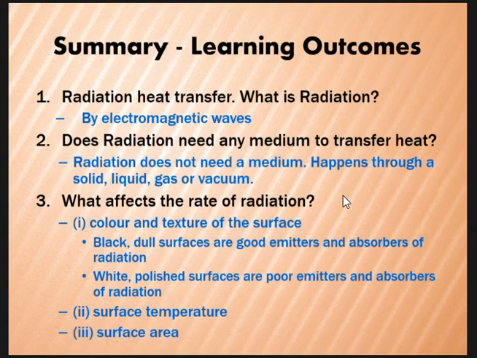There are three factors. First will be the color and texture of the surface. We know that black and dull surfaces are good emitters and absorbers of radiation. White, polished surfaces are the opposite. They are poor emitters and absorbers of radiation. Also, do not confuse emitters with reflectors. Both of these are not the same property. The second factor would be surface temperature, and the third factor would be surface area.